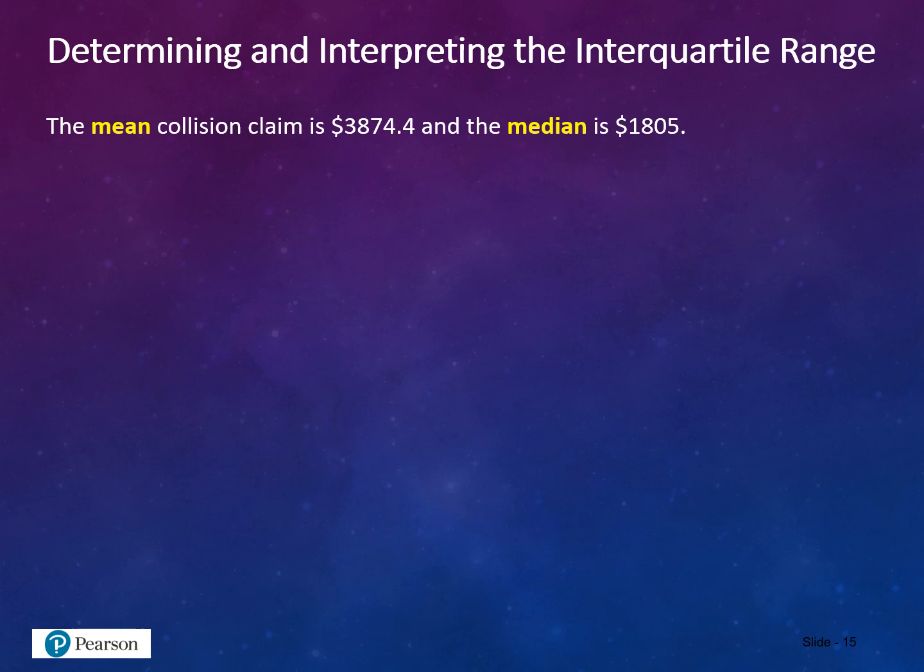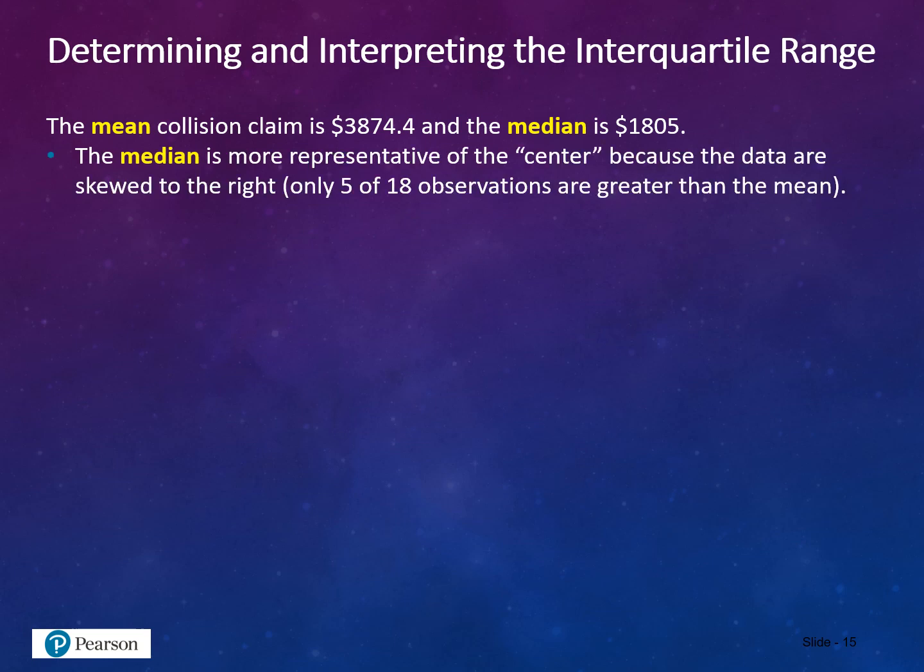Determining and interpreting the interquartile range. So let's look at the overall data from before. So the mean collision claim is 3874, and the median is 1805. We say the median is more representative of the center because the data is skewed to the right. Notice that only 5 of the 18 observations are greater than the average. So this means there's more data to the left, so that the graph is skewed to the right.